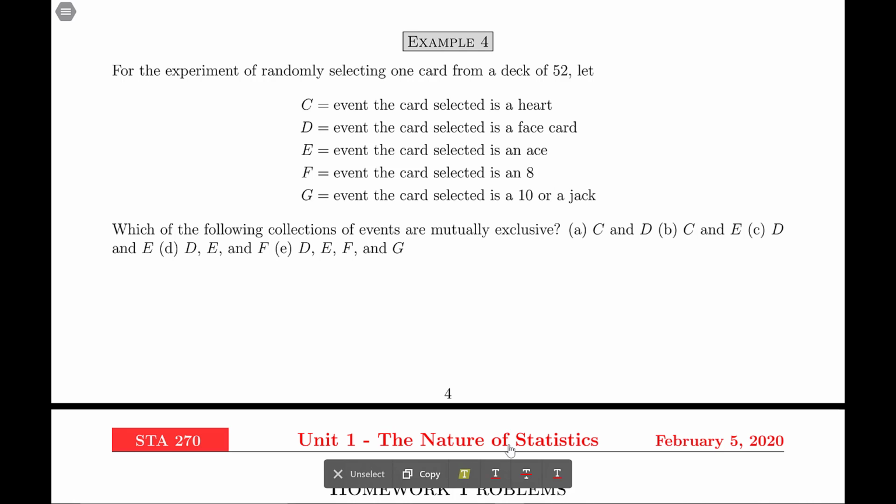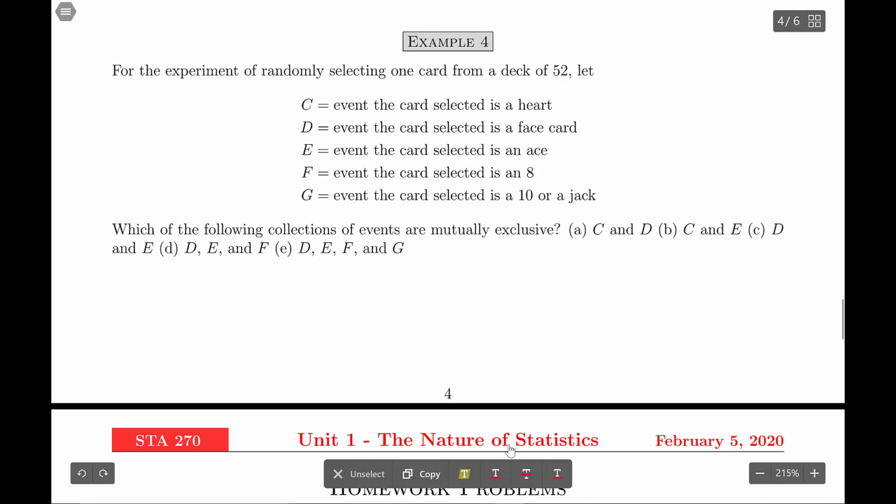For part A, we're looking at C and D. So the event that the card is a heart and it's an ace. Or sorry, C and D. I looked at C and E. C and D. So the event that it's a heart and the event that it's a face card. We do have face cards that are hearts. So that is not a mutually exclusive event.